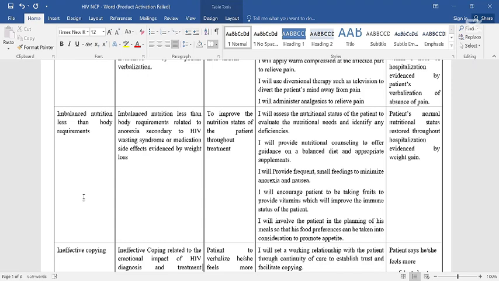So the goal there is SMART. Always make sure that the goal is SMART. From there, let's look at the interventions. We have a number here, but we just pick 4.